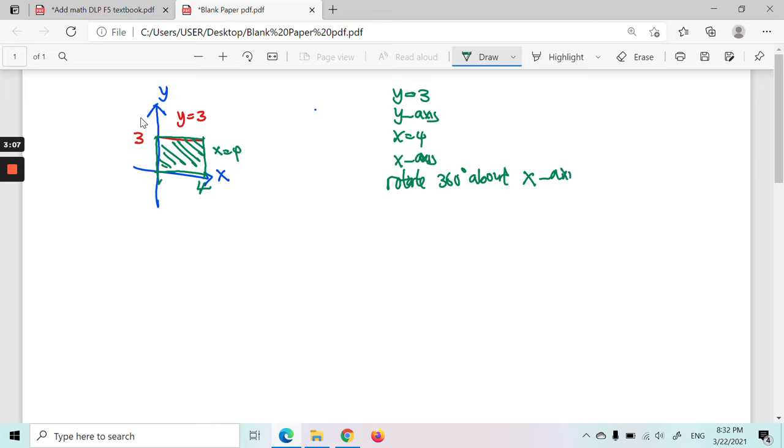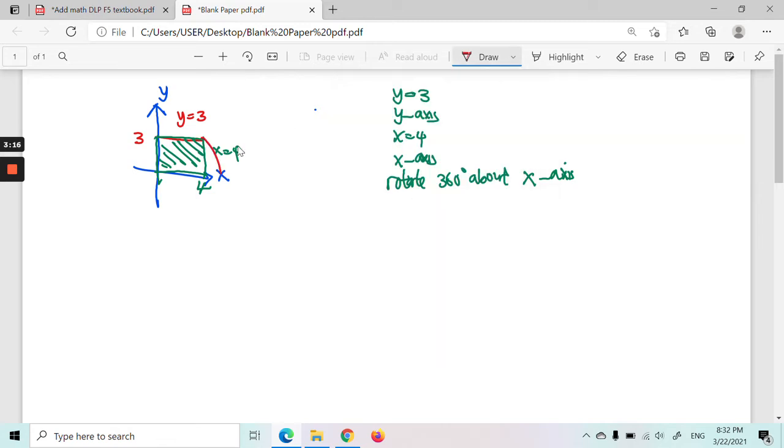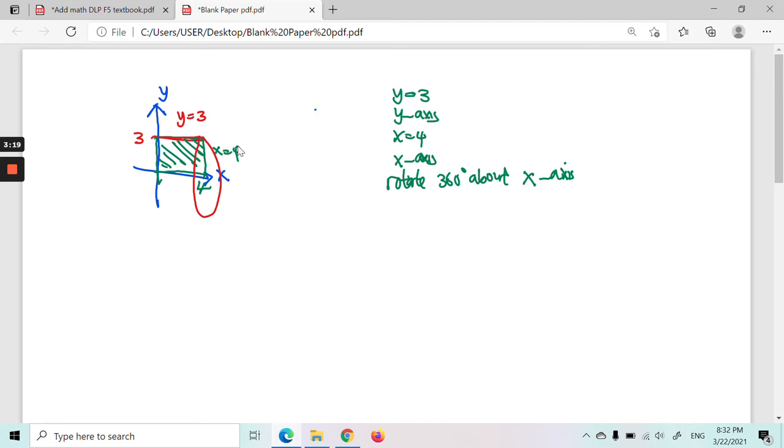x-axis. So what shape can you obtain when this shaded region rotates 360 degrees about the x-axis? Can you imagine you can obtain a cylinder like this? If you cannot imagine, try to cut out one cardboard, rotate it, and imagine. When this green cardboard rotates 360 degrees about the x-axis, you will obtain a cylinder like this. Using the basic formula for the volume of a cylinder, pi r squared h. According to this question, the radius is 3, so pi times 3 squared, and the height of the cylinder is this, right?